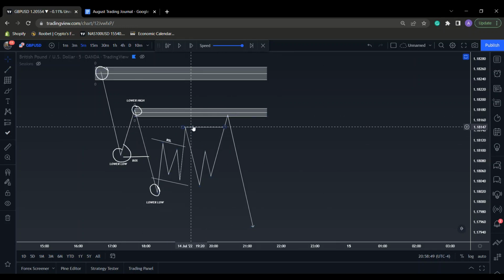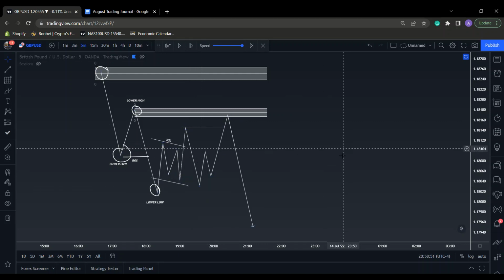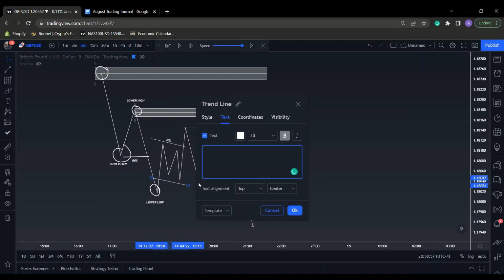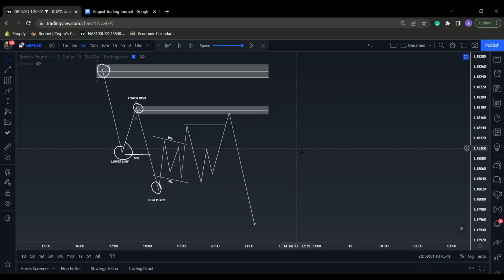People are getting taken out here, people are getting taken out here. Right here, this is also sell side liquidity. I went over it in the other video. I'll link that video in the description if you don't know what liquidity is.